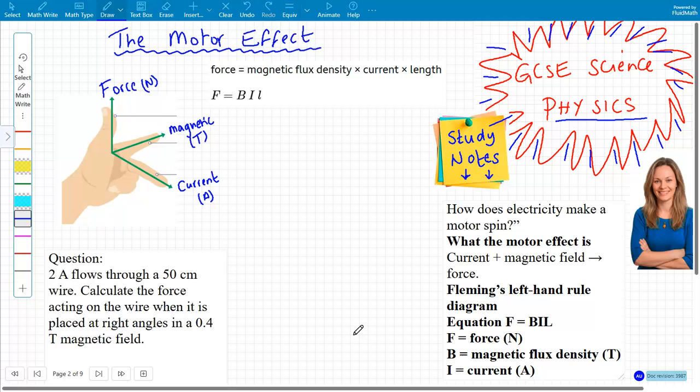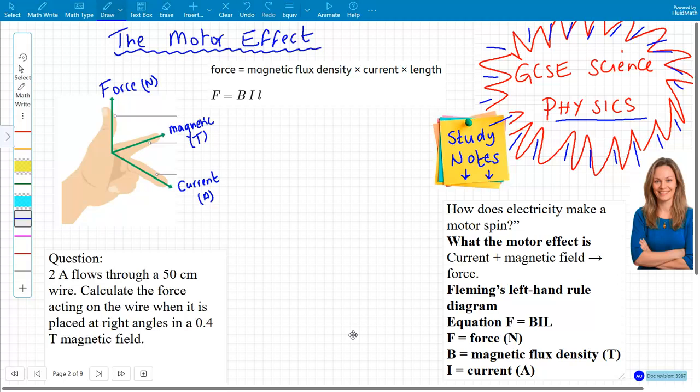Okay, so this is a question that I found. Let's see if we can apply the equation. So the equation that you're given is linking these together, but also to do with the length of a wire, because the length of a wire also affects the strength or the force. So let's have a look. We've got, for this question, 2 amps, so that's the current, and we've got a 50 centimetre wire, and we've been asked to calculate the force when we have a 0.4 Tesla magnetic field.